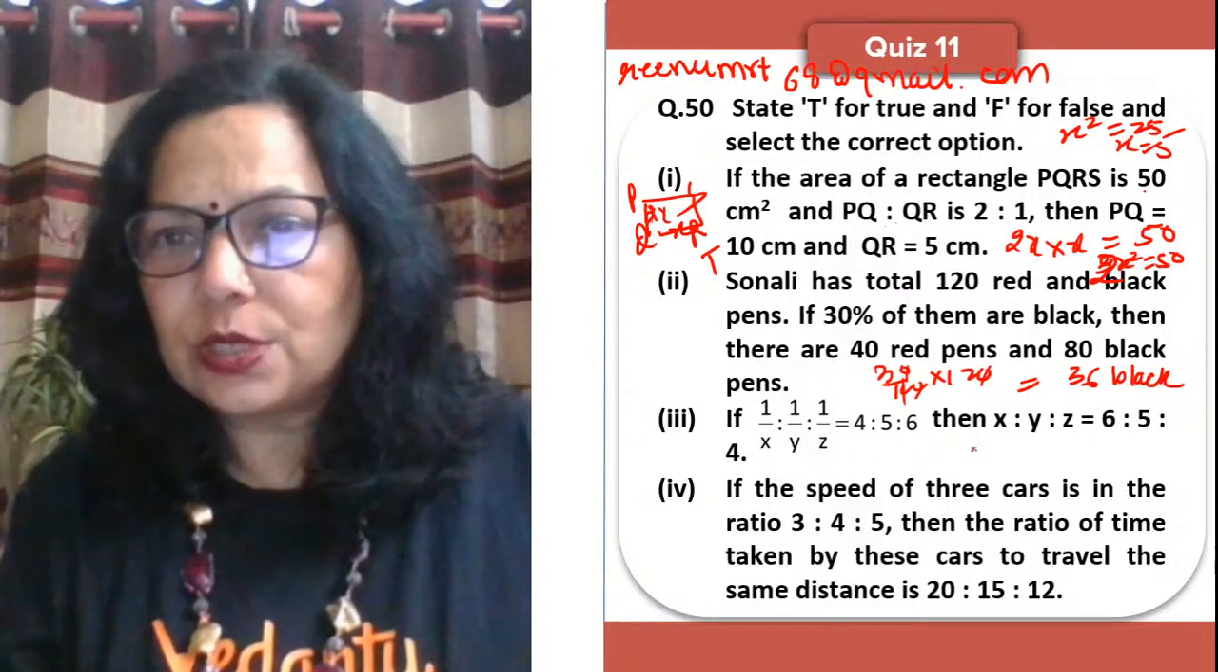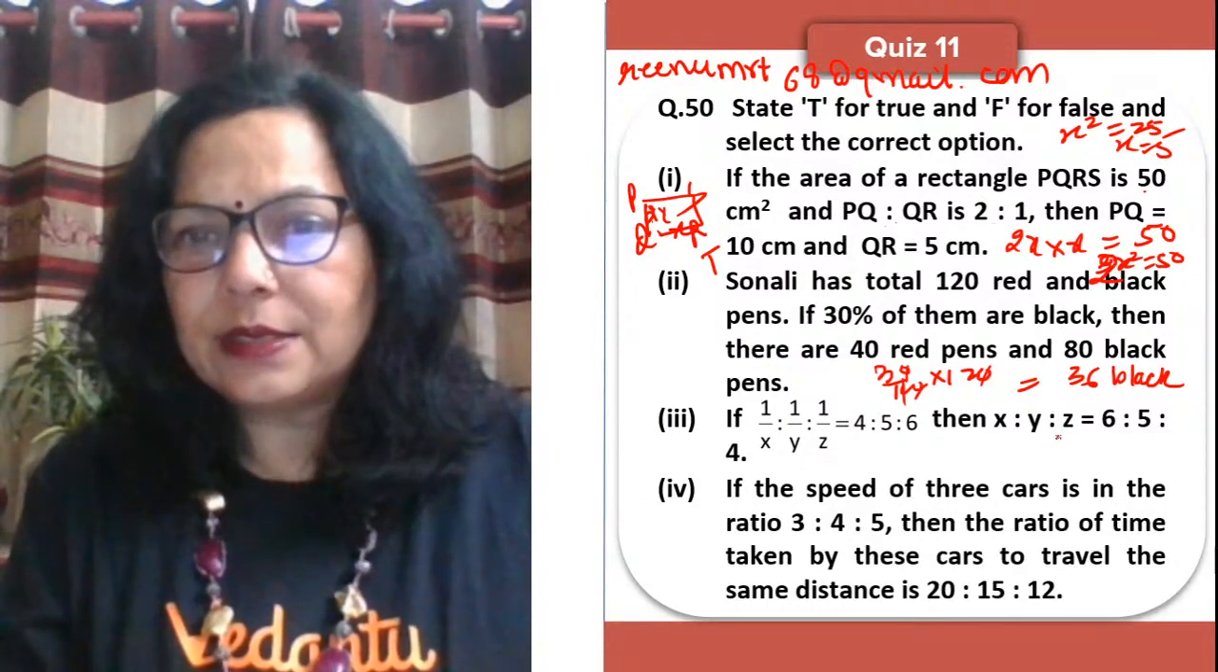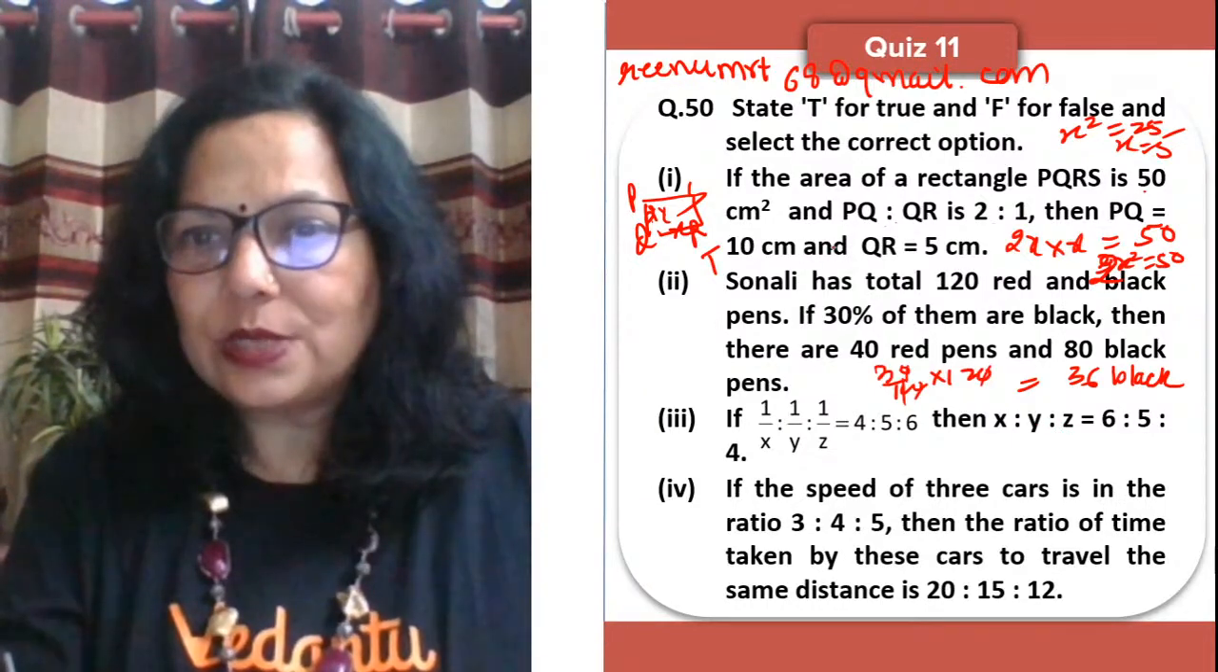Next. Now 1 upon x is to 1 upon y is to 1 upon z is 4 is to 5 is to 6. Then x is to y is to z is. Yes, x is to y is to z is.